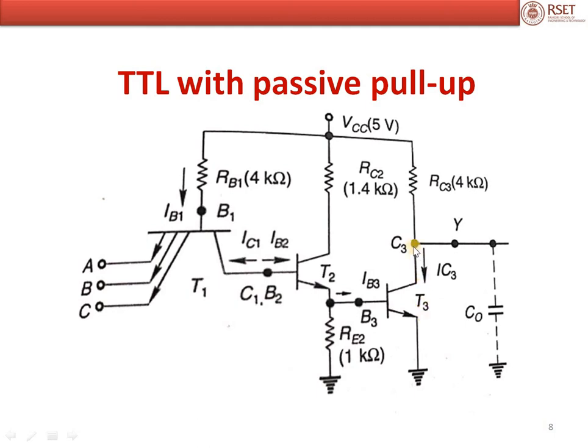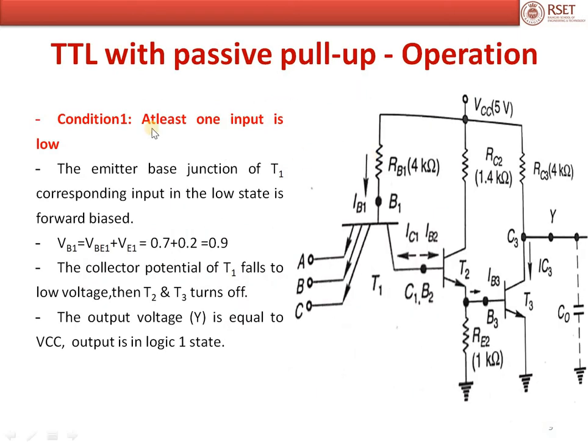Then the output is taken from the collector terminal of T3, and CL is the effective stray capacitance connected between the output terminal and ground. We are providing a supply voltage VCC. The first condition we consider is that at least one of the inputs is low. Then the emitter-base junction of T1 corresponding to the input in the low state is forward biased, because its base is connected to VCC through RP1.